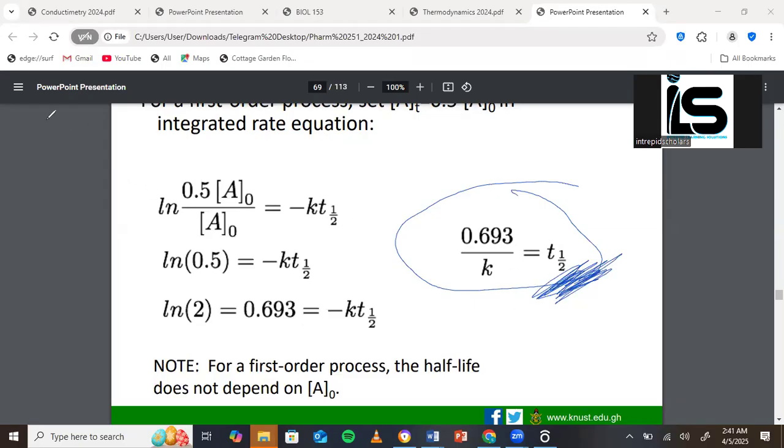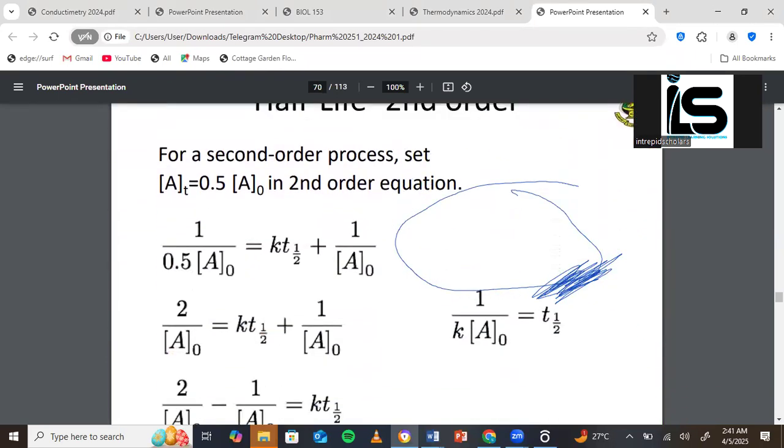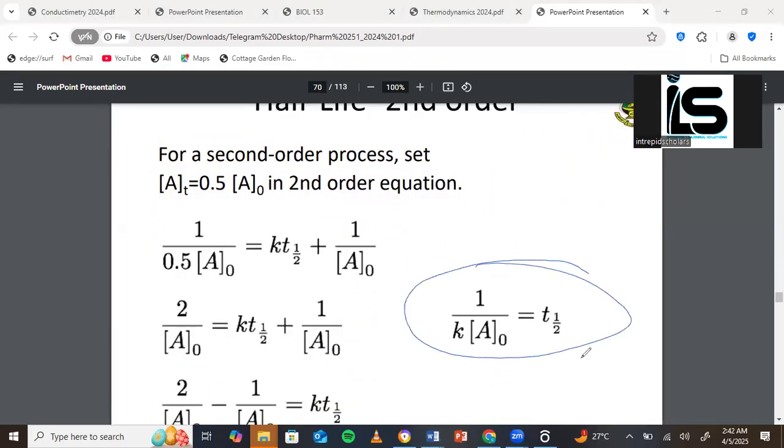It changes for a different order, right? So this is for a first order reaction. Now, if you are doing it for a second order, after manipulation, this is what we get. The half-life of a second order reaction is 1 over K, multiplying the initial concentration, right? Very simple. So we have to also keep this to find the half-life.